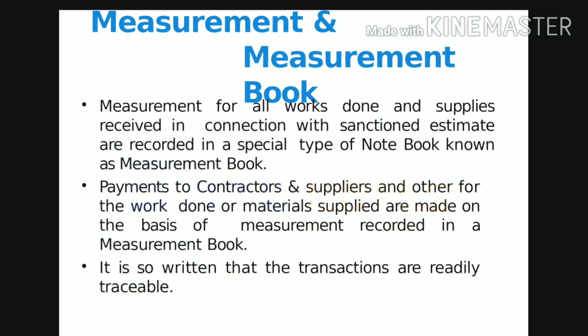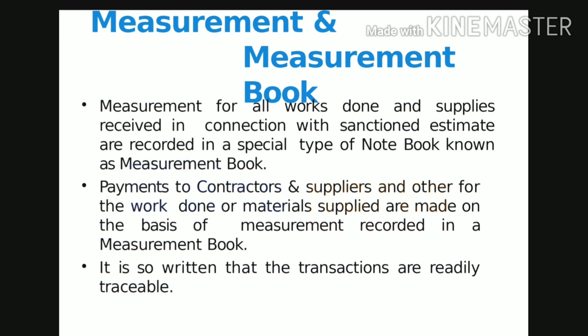In case of loss of the measurement book, it is a very serious matter and it has to be reported to the higher authorities immediately. Suitable action is taken if anybody is found responsible. If the loss of measurement book could not be traced within 6 months, an application for sanction of write-off together with full report and explanation should be submitted to the chief engineer, who is authorized to sanction the write-off.